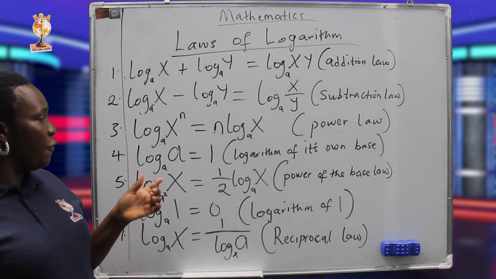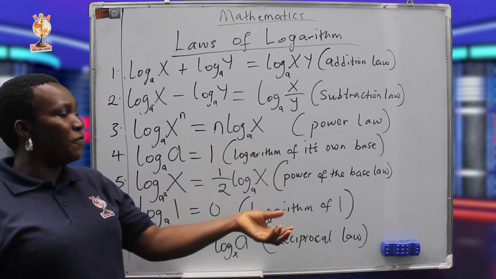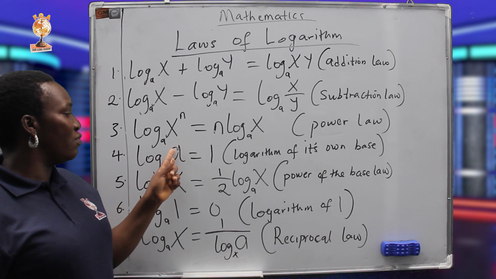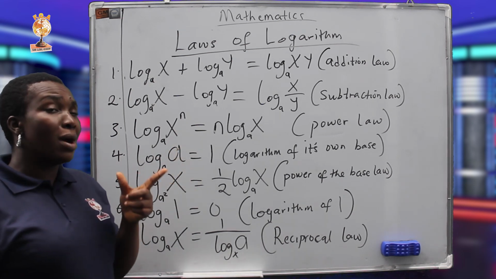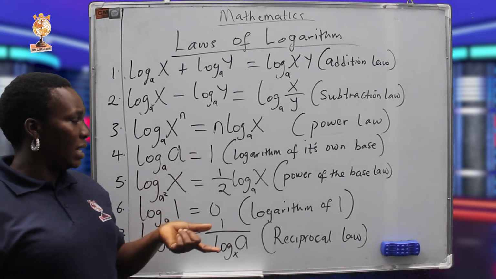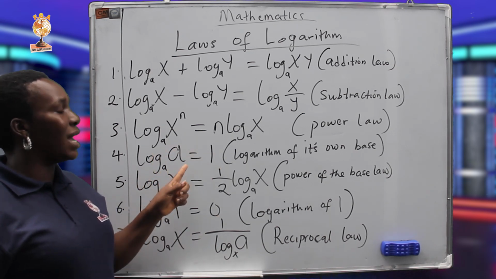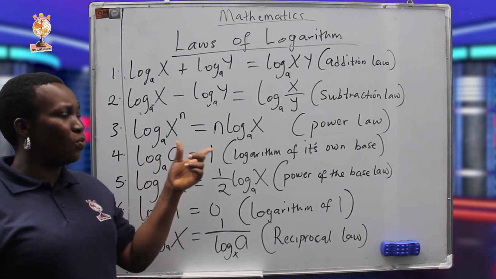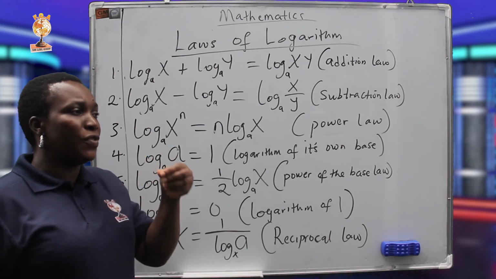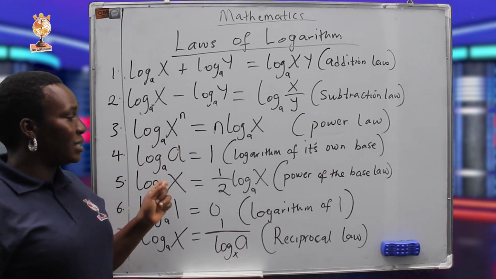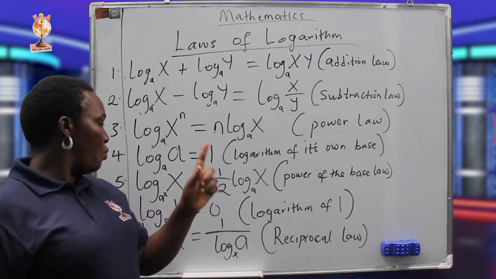Then number 4 is called logarithm of its own base. When you have a logarithm and the base is the same as the logarithm itself, your answer is always 1. Log a base a is 1. If it is log b base b, your answer will also be 1. If it is log 10 base 10, it will also be 1. That's what we call logarithm of its own base. The logarithm itself is the base, and when that happens, your result is always 1.